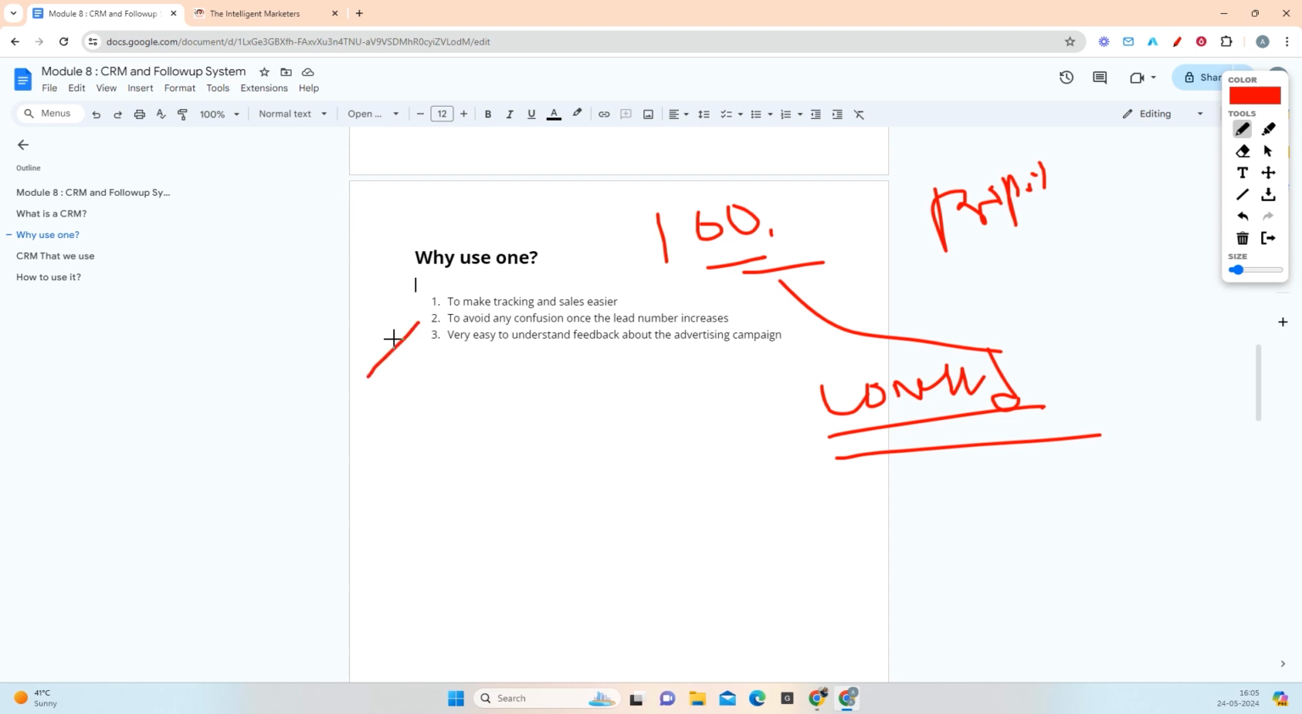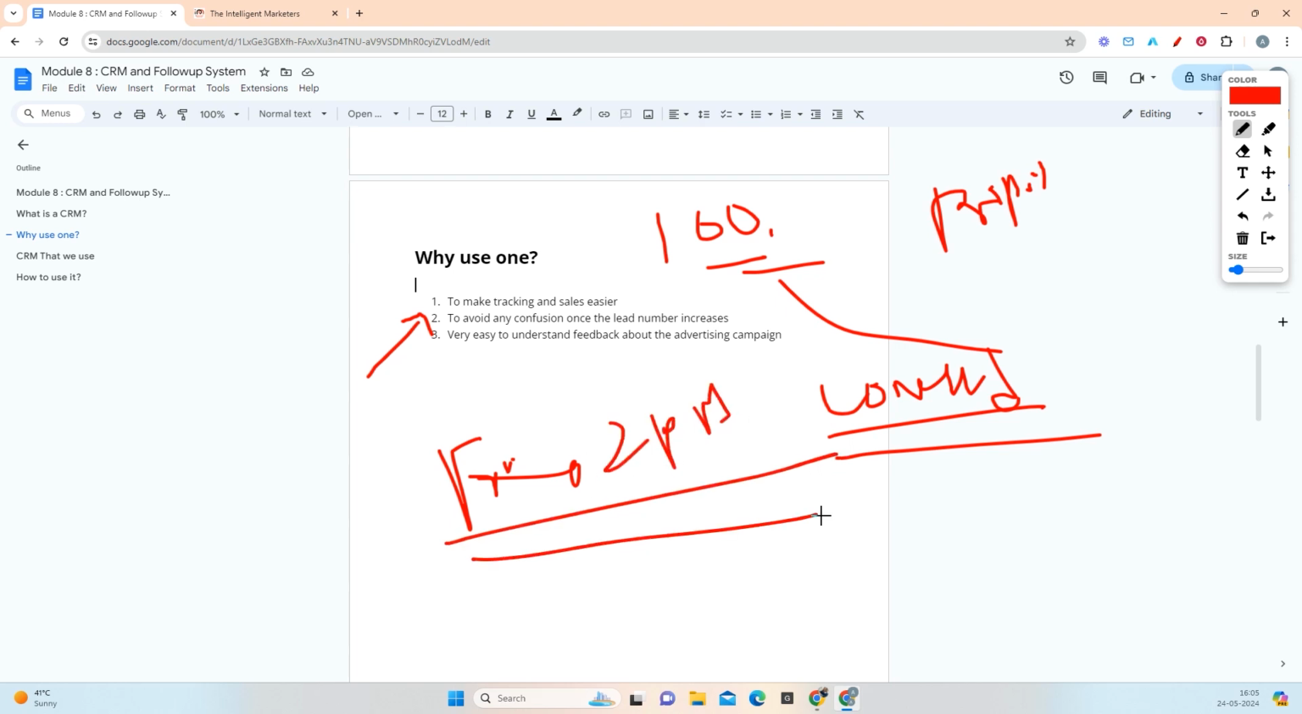The second thing is you don't want any confusion once the number of leads increases. For example, let's say someone told you, please call me back on Friday at 2 p.m. If you don't have a CRM, you may miss this, or your caller or salesperson may miss this, and ultimately you would lose opportunities. To make sure there is no confusion once there is a lot of data, we need to have a CRM.